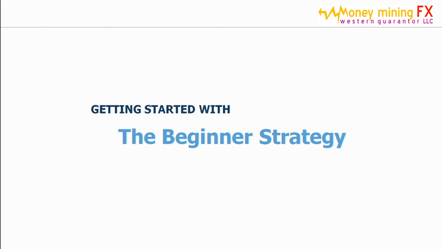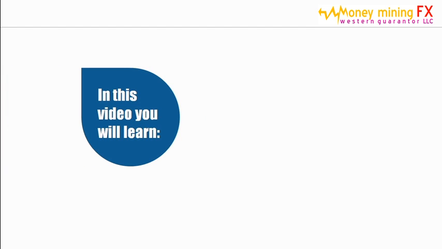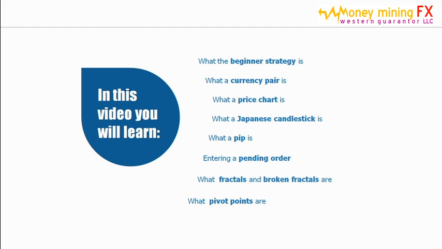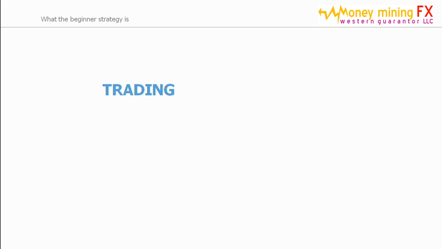In this video, you will learn how to trade using the beginner strategy. You will learn what the beginner strategy is, what a currency pair is, what a price chart is, what a Japanese candlestick is, what a pip is, entering a pending order, what fractals and broken fractals are, what pivot points are.